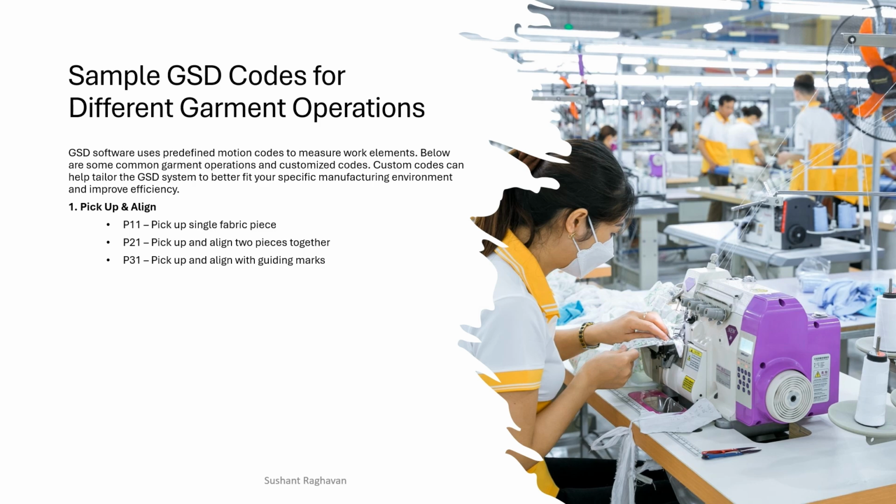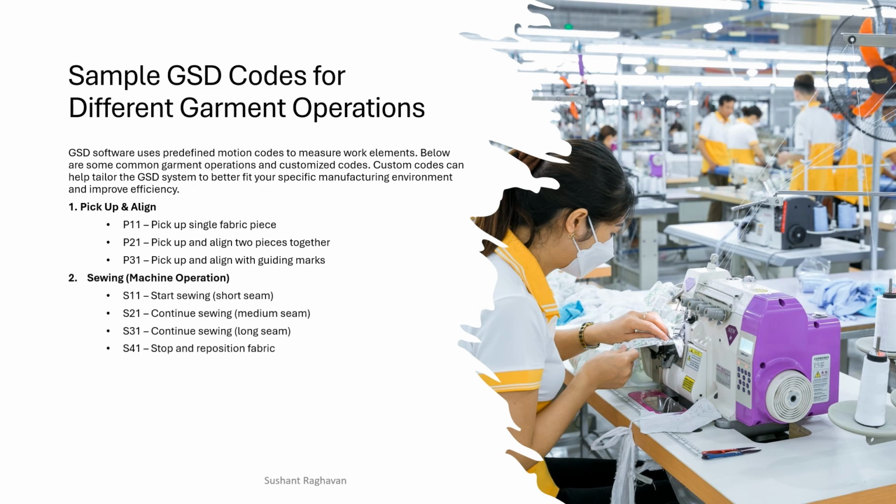Pick up and align. P11, pick up single fabric piece. P21, pick up and align two pieces together. P31, pick up and align with guiding marks.